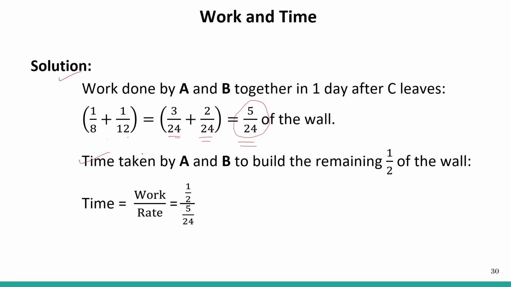So time taken by A and B to build the remaining half of the wall is equal to what? Time is equal to work by rate. So time is equal to work remaining, that is 1 by 2, and the combined work rate of A and B, because only C left, right? Not A or B. So only C left. So that's why we calculated the combined work rate of A and B. So it became 5 by 24. So solving it, 24 by 10, that is equal to 2.4.